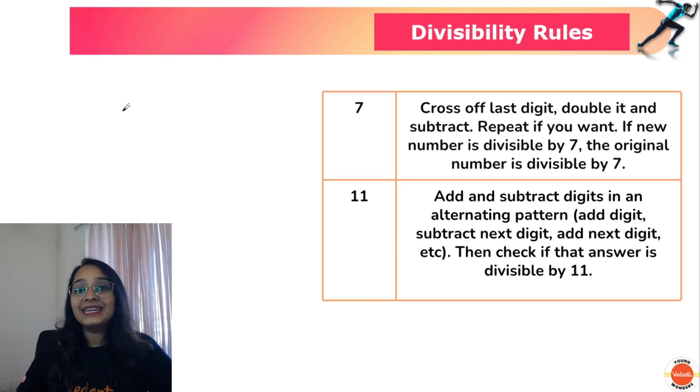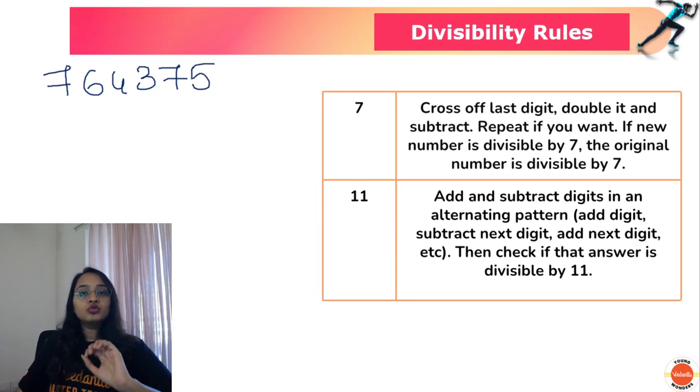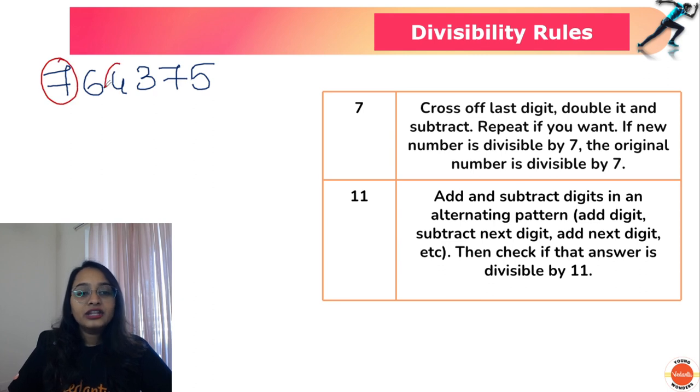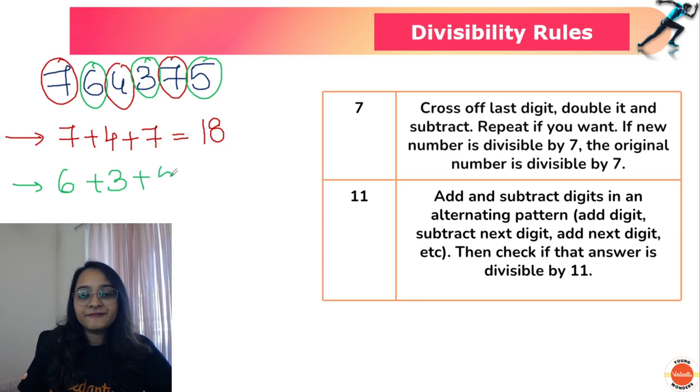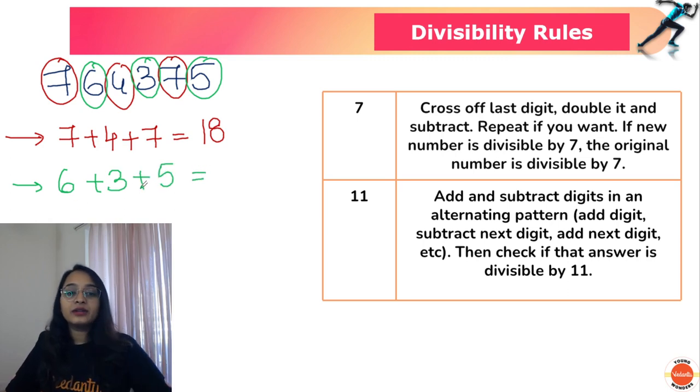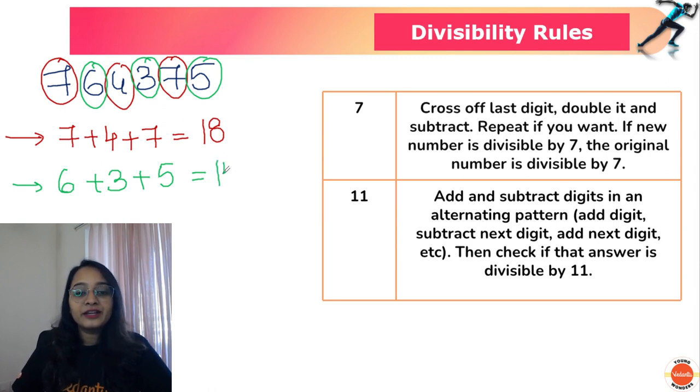And then we have 11. So for example, 764375. Now, for the divisibility rule of 11, you have to add the alternate digits. So, I'll be adding 7 plus 4 plus 7. 7 plus 7, 14. 14 plus 4 will give you 18. And then I will add the remaining digits, 6, 3 and 5. So, 6 plus 3 plus 5. 6 plus 3 will give you 9. 9 plus 5 will give you 14.